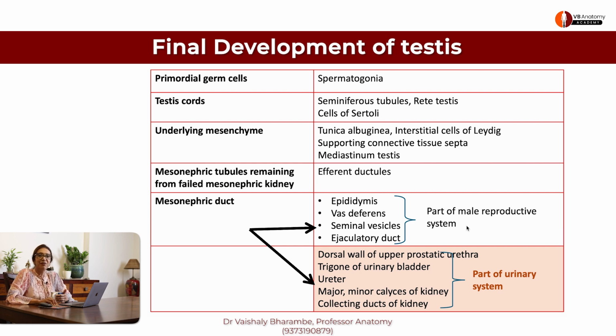Funnily enough, mesonephric duct does a lot. Mesonephric duct gives rise to epididymis, vas deferens, seminal vesicles, part of prostate, and ejaculatory duct. It also contributes to the urinary system. I won't discuss it. I've kept it here. You can always pause the video and read it.